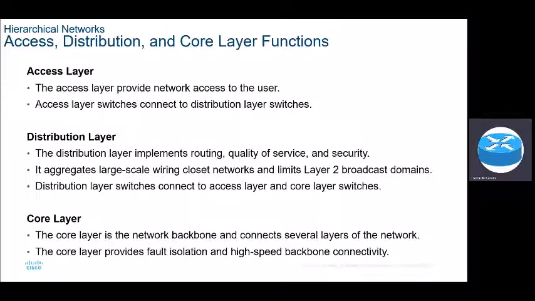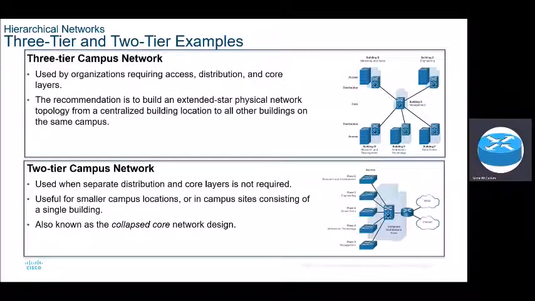So the core layer is the network backbone and connects several layers of the network. The core layer provides fault isolation and high-speed backbone connectivity. Okay, so three-tier campus networks are used by organisations requiring all three layers. The recommendation is to build an extended star physical network topology from a centralised building location to all other buildings on the same campus. A two-tiered one you can use when separate distribution and core layers aren't required, as I said, for a smaller network. Useful for smaller campus locations or in campus sites consisting of a single building, also known as the collapsed core network design.